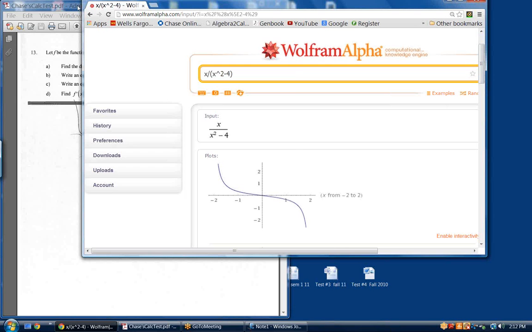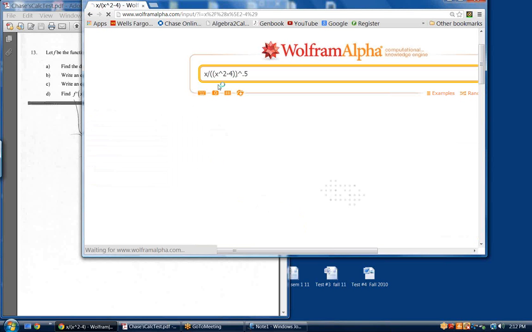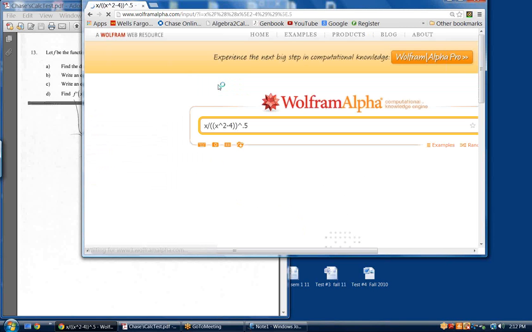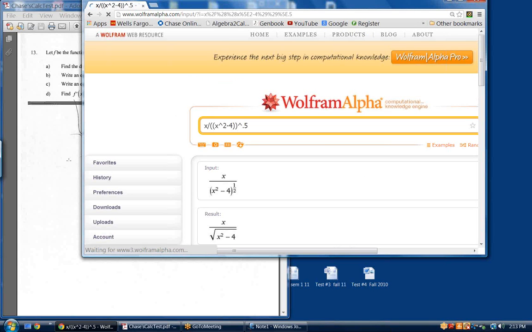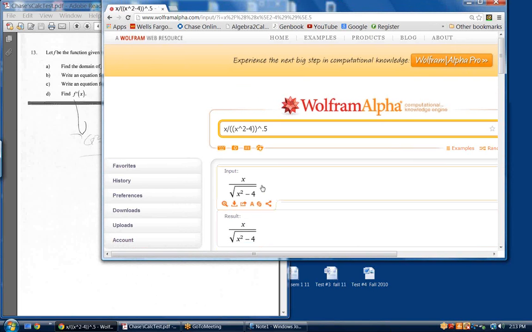That's not what I wanted, is it? The beauty about Wolfram Alpha is it tells you what you put in, and it allows you to correct it fairly easily. Much easier than you can on your calculator. Your calculator doesn't give you this nice feedback here, the input.